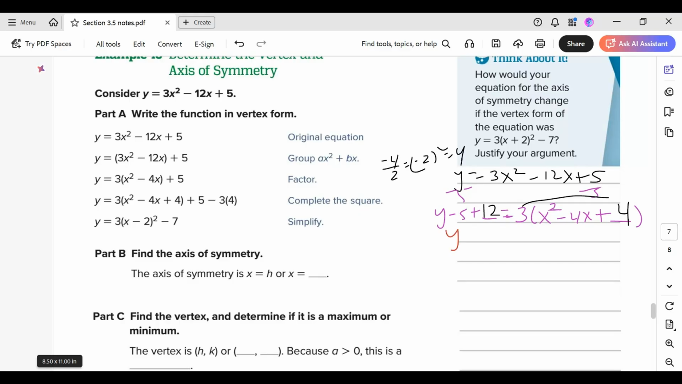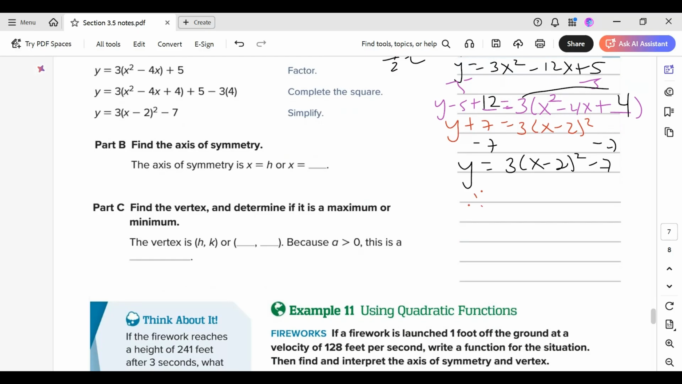And then we get y plus 7 equals 3 parentheses x minus 2 squared. And then we subtract our 7 over to end up with our problem, which is y equals 3 parentheses x minus 2 squared minus 7. Again, remember the axis of symmetry is based on our vertex. So think of x minus 2 set equal to 0, so x equals 2. So our axis of symmetry is x equals 2, which makes our x value of our vertex a 2.